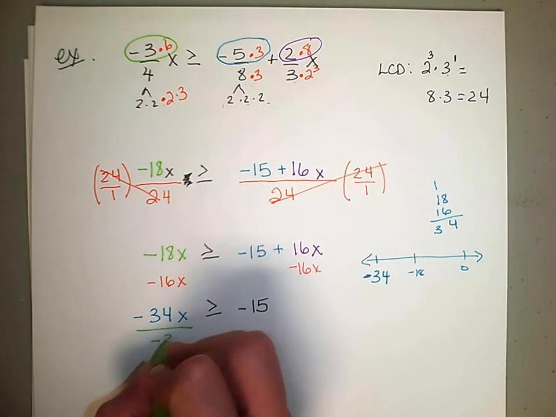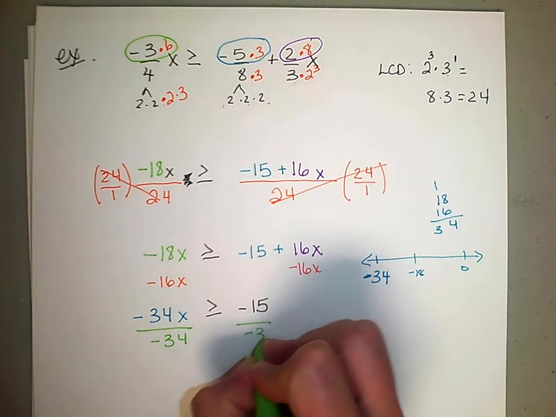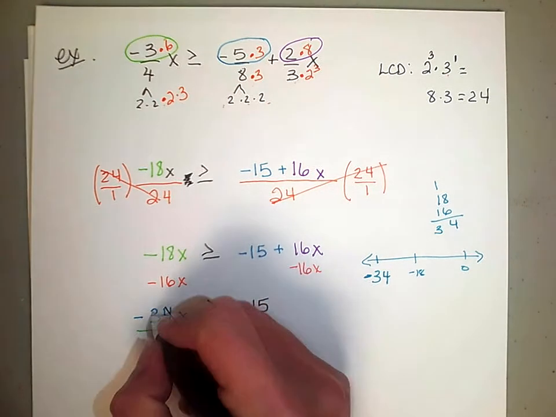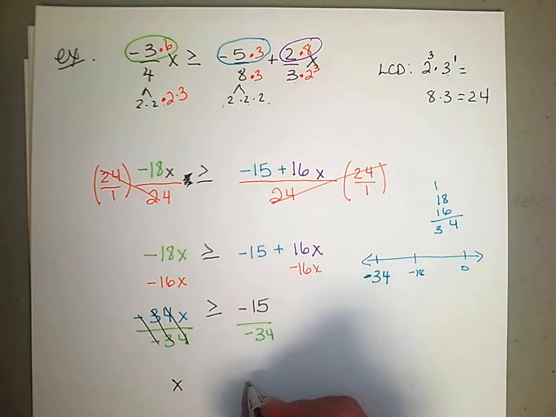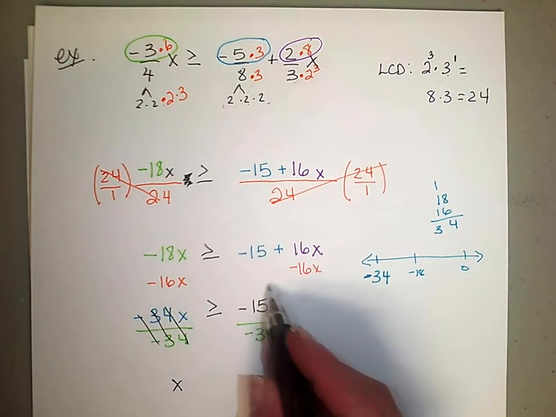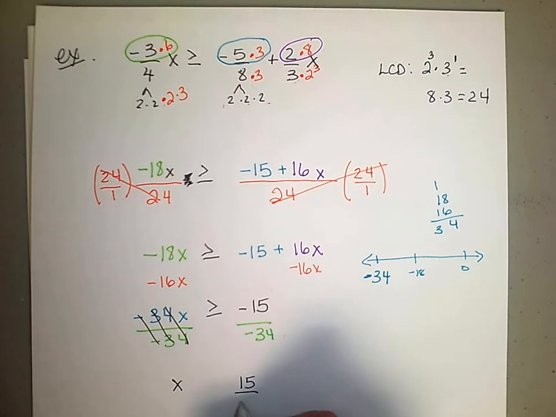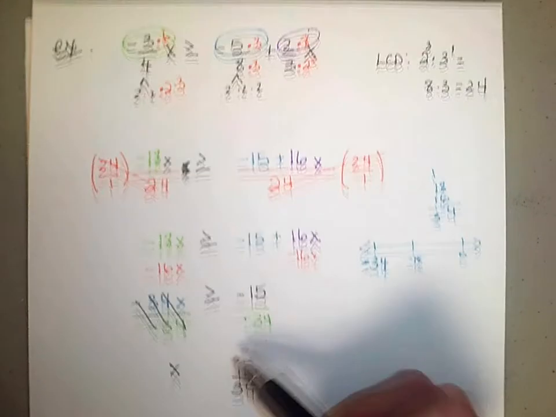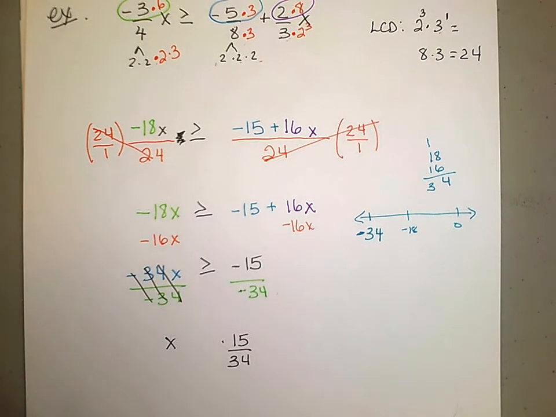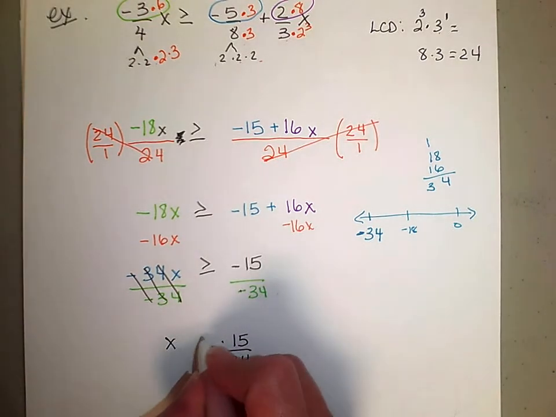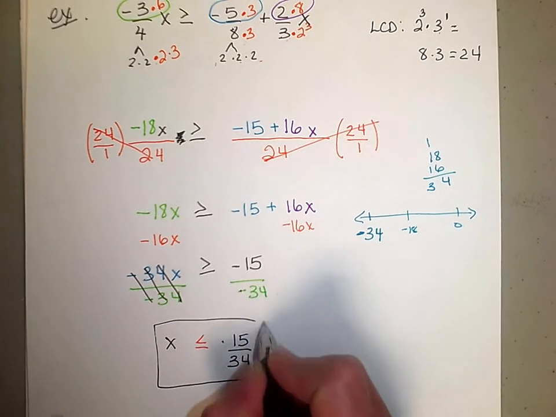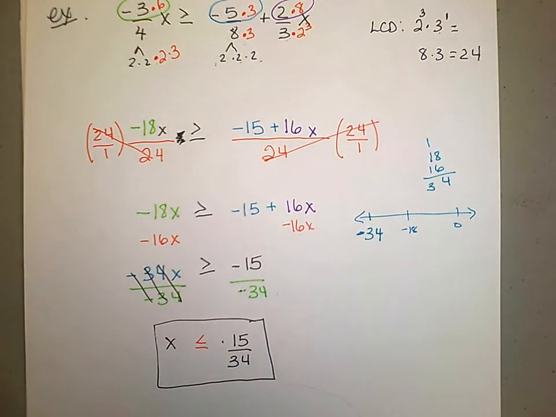I'm going to divide by the negative 34, and then this will cancel. So we'll have x. Now on this side, we have 15 over 34, which is positive, because a negative and negative become positive. But I've divided through by a negative, so I need to flip this inequality. And so this is our solution set.